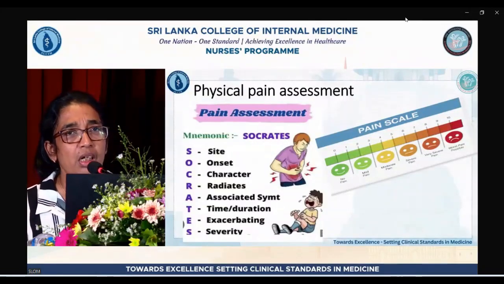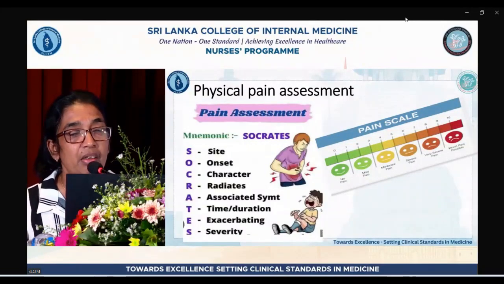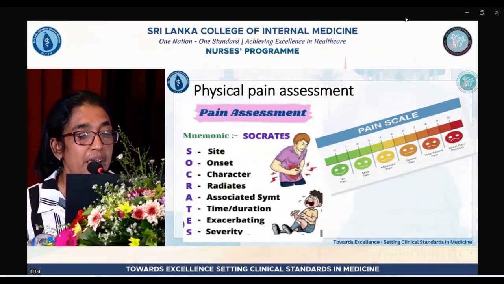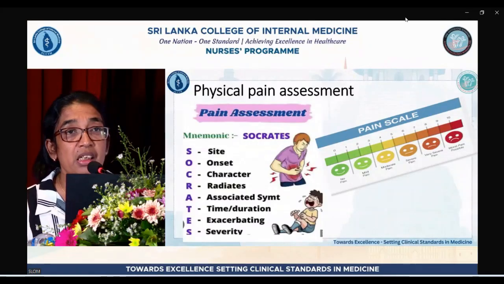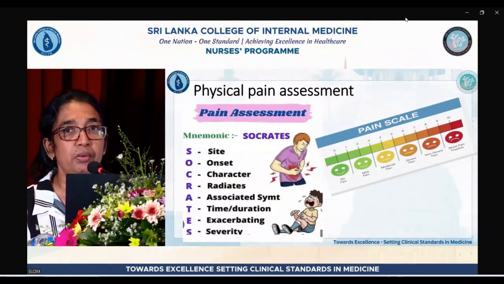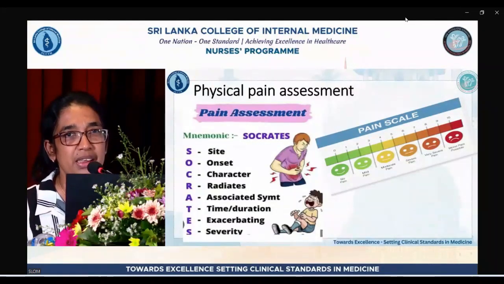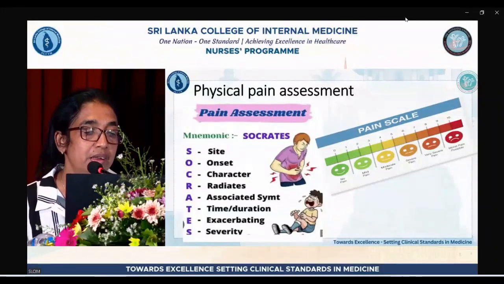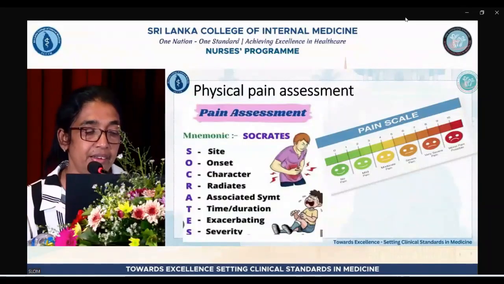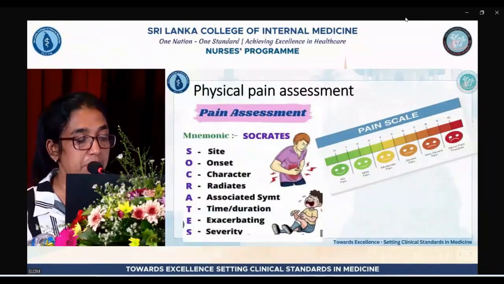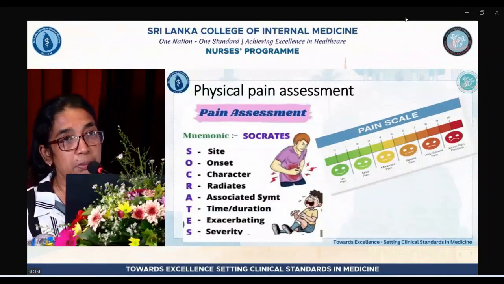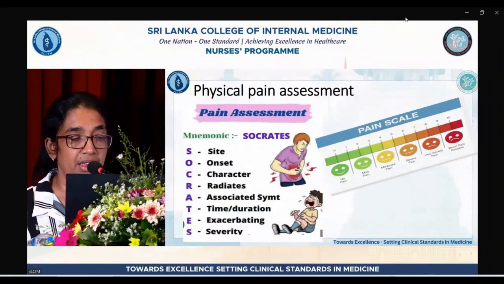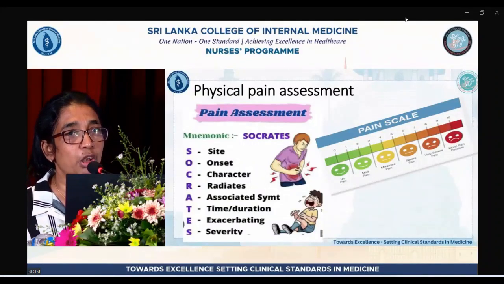So if you are asked just to assess pain, we have several components. I use the mnemonic SOCRATES, not only me, I think you may know this. SOCRATES is the mnemonic we use to assess pain of any patient: Site, Onset, Character, Radiation, Associated symptoms, Duration, for how long you are suffering this pain, Exacerbating factors, and Severity. So these are the basic components when we are assessing a pain patient.